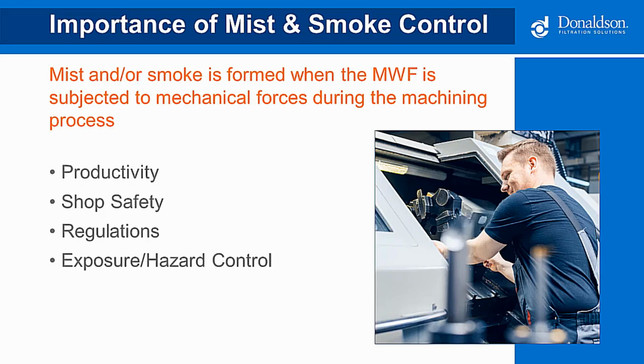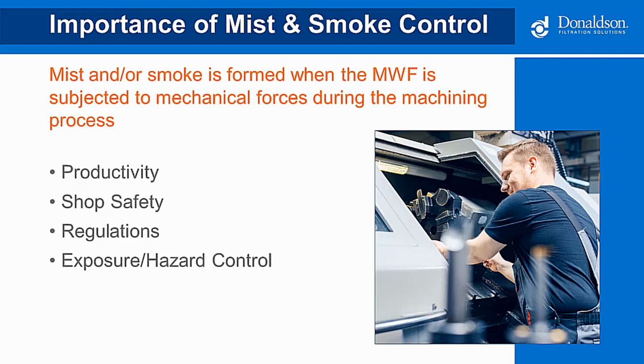It's critical to control the mist and smoke for multiple reasons, including productivity, stopping mist from settling all throughout the shop and on other equipment, or causing excess humidity that affects operations. Shop safety, like avoiding slick floors. Regulations, mostly meeting federal regulations, and of course, worker exposure.